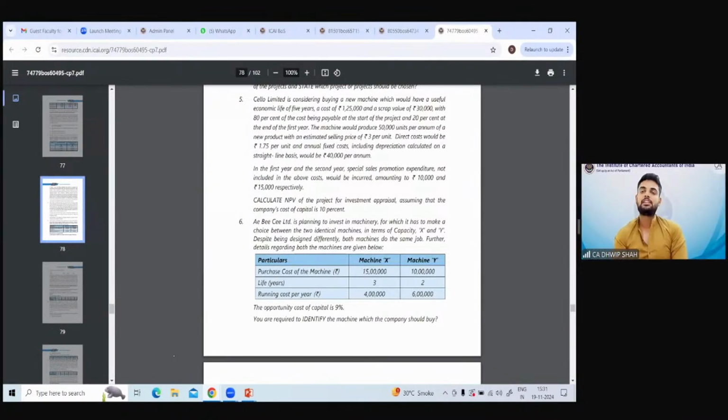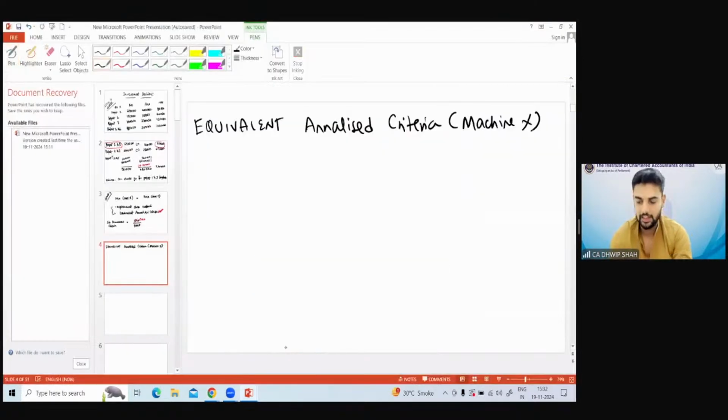So in that case, we always use equivalent annualized criteria because the replacement chain method is a very lengthy process. Here the life is 3 and 2. What if 7 and 11 would have been given in the question? Then the common multiple would be 77. Common life would be 77 years. Are you getting this? That is very lengthy and time consuming. Instead of the replacement chain method, we always use the quickest method, which is equivalent annualized criteria.